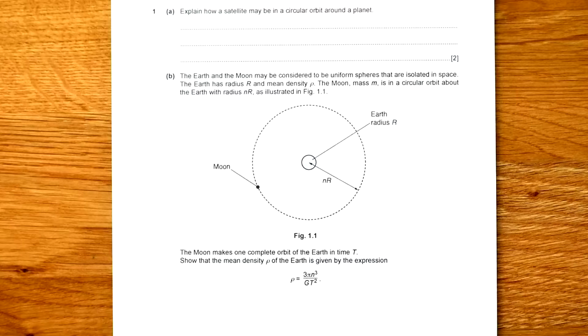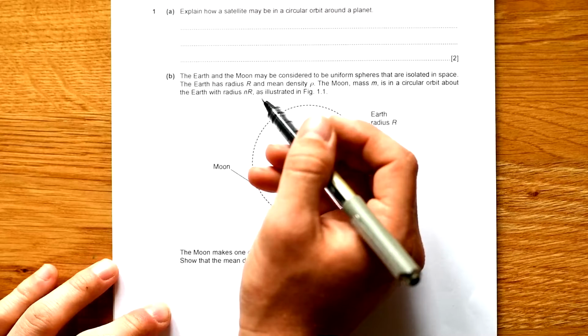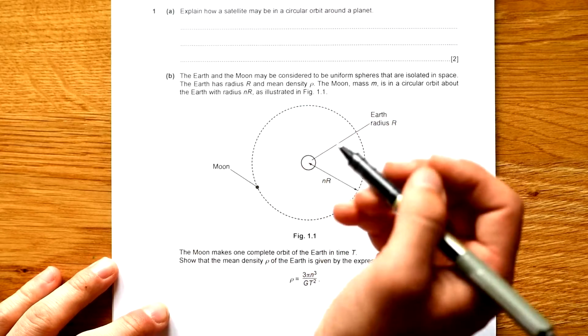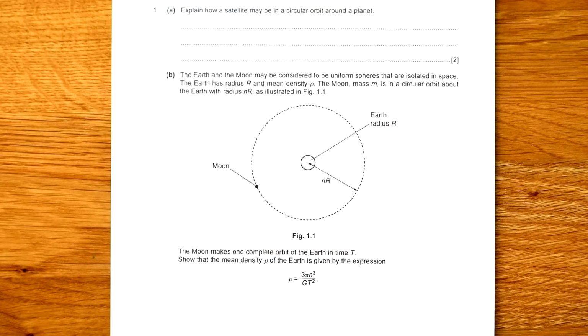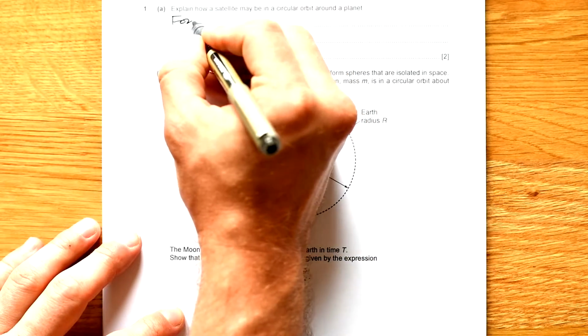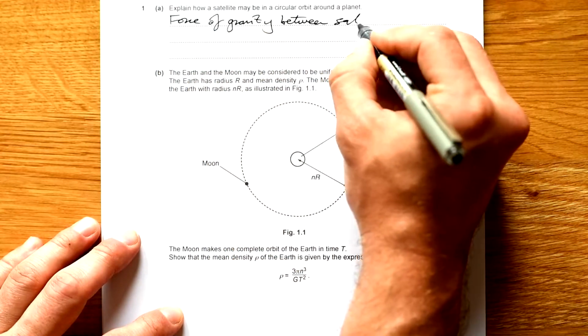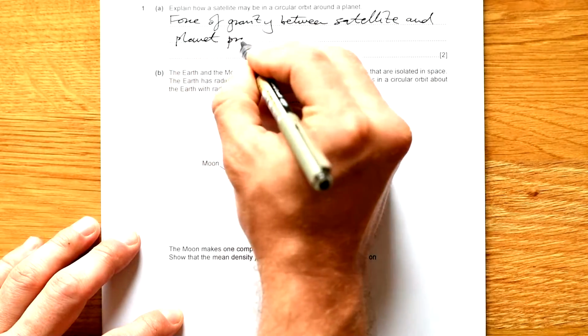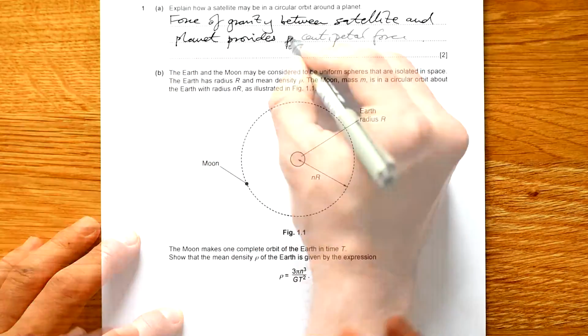Okay, let's have a look at this CIE paper 4 from 2017. Number 1, explain how a satellite may be in a circular orbit around a planet. Well, we know for circular orbit we need circular motion. So all we need for that is force of gravity between satellite and planet provides centripetal force.